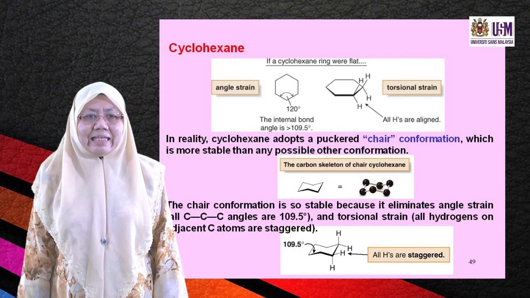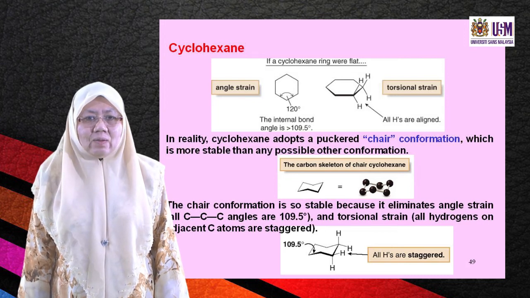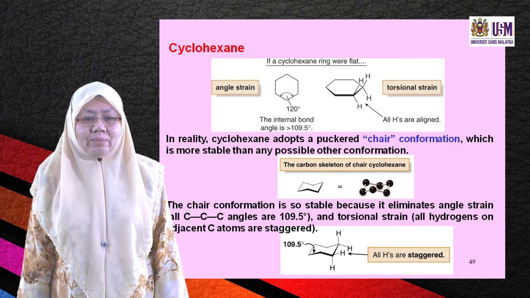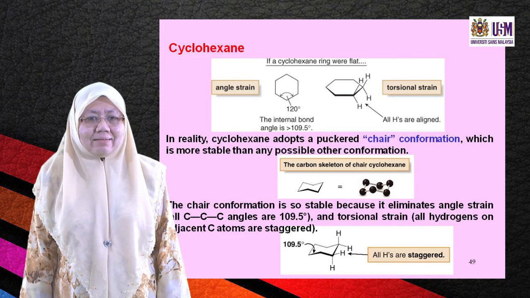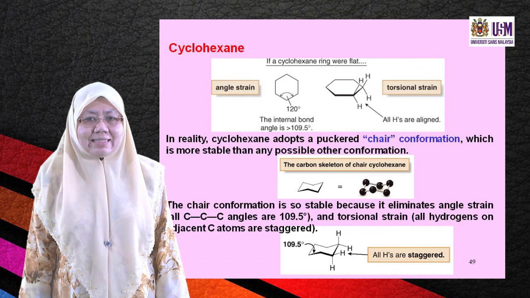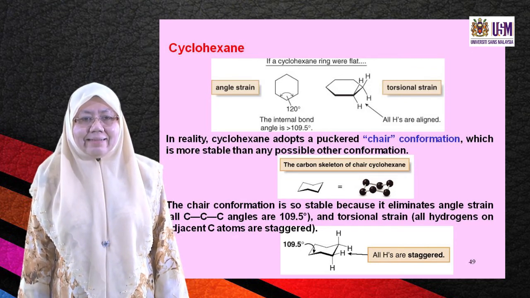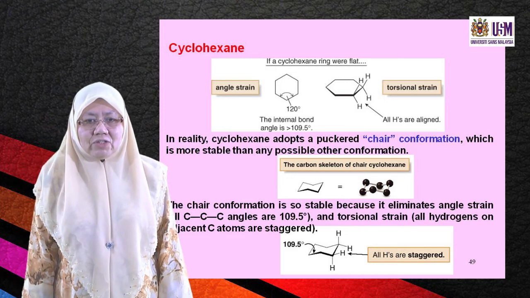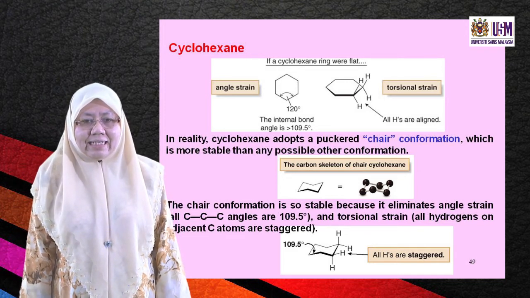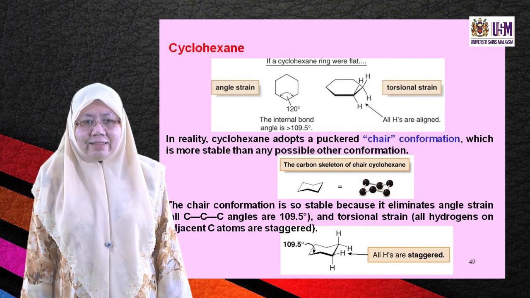Let us look now at cyclohexane. If a cyclohexane ring were flat, then the internal bond angle would be 120 degrees. There would be angle strain, since this angle is more than 109.5 degrees. There would also be torsional strain, since all the hydrogens would be eclipsed to each other. In reality, cyclohexane adopts a puckered chair conformation, which is more stable than any other possible conformation. The skeleton of the chair conformation can be drawn as seen in the diagram.